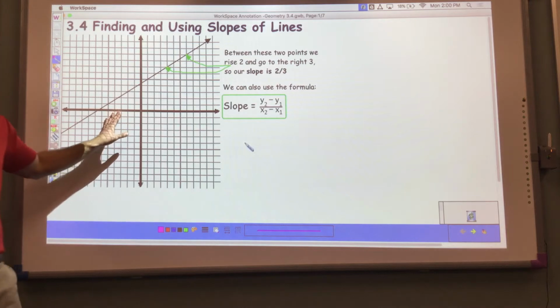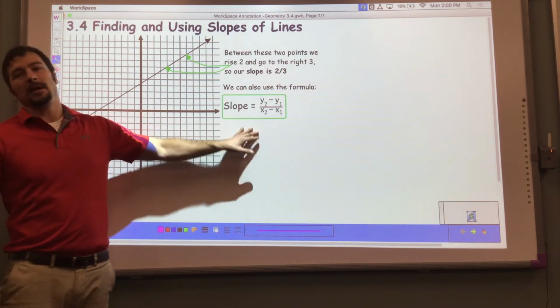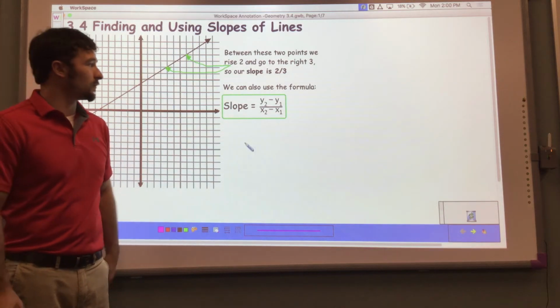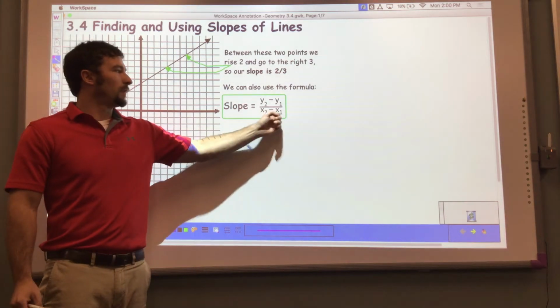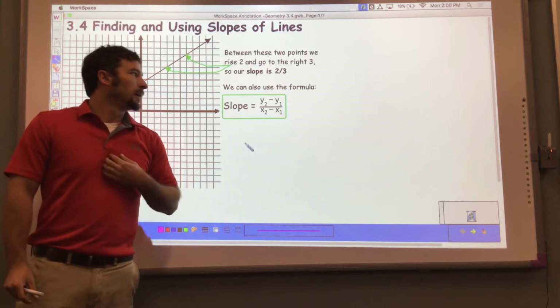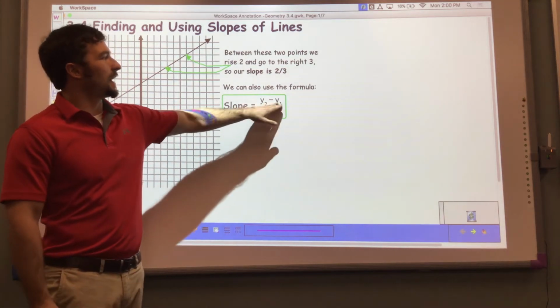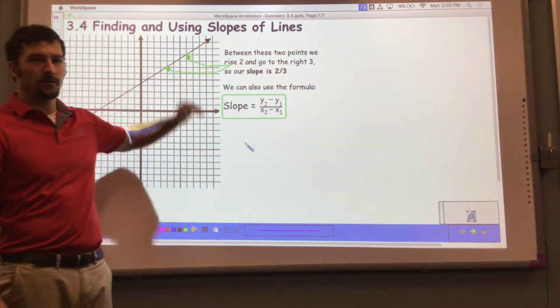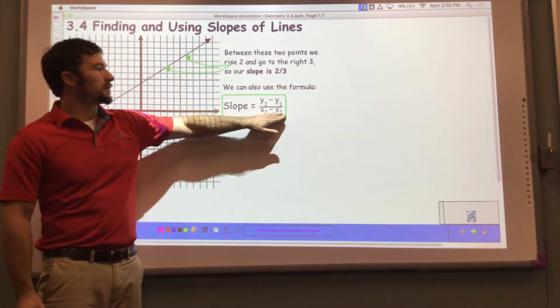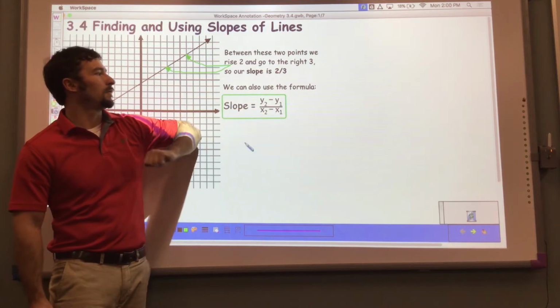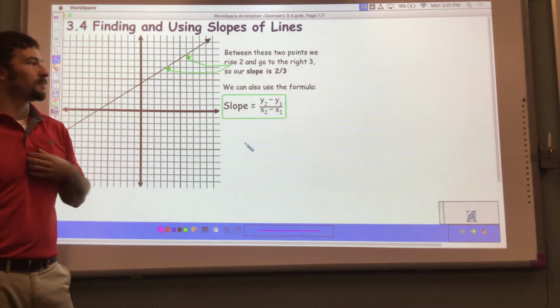You have done this before in Algebra 1. We have a formula, which you should copy down in your composition books: y2 minus y1 over x2 minus x1. You also may have heard rise over run before, so that's why we have the y's on the top, because the y's go up and down, and then your run on the bottom, your x's. So y2 minus y1 over x2 minus x1 is the slope formula.